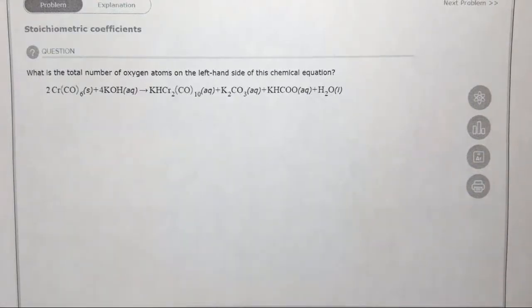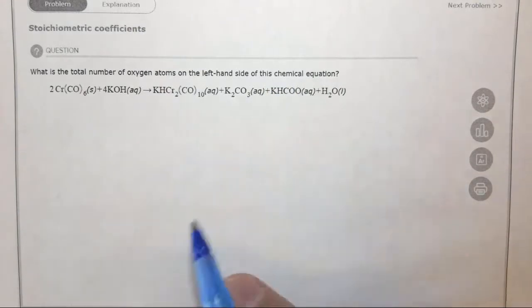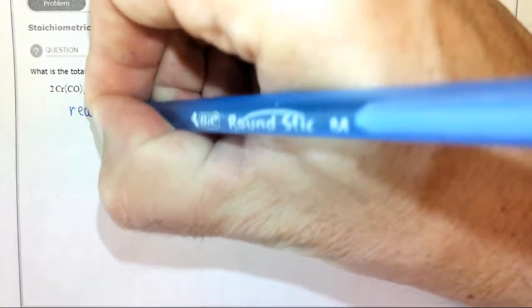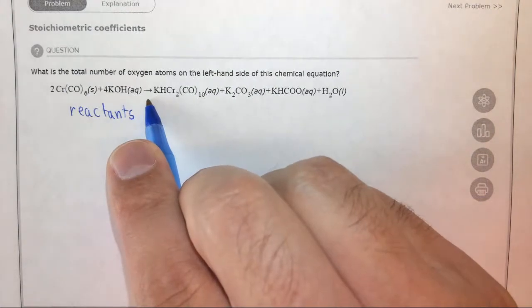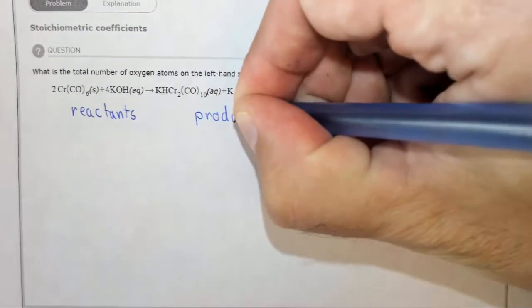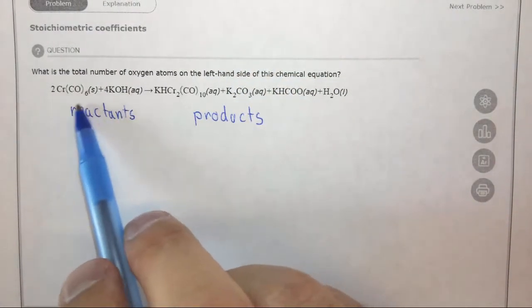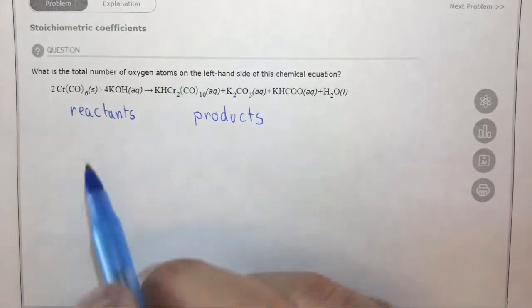In this question, we're asked to find the total number of oxygen atoms on the left-hand side of this chemical equation. You may recall that the left-hand side over here is called the reactants. In words, the arrow is said as yields, and on the right-hand side, we have the products. So essentially, we're asked for how many oxygen atoms are in the reactants. So we need to look at each reactant and figure out how many oxygens there are.